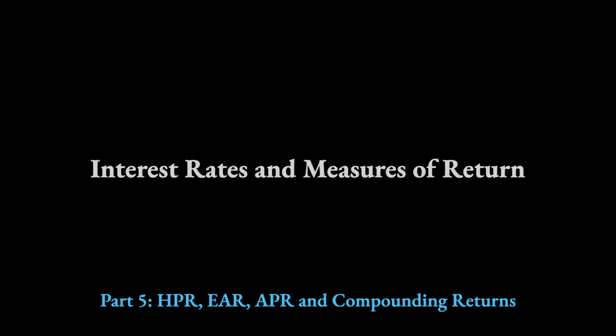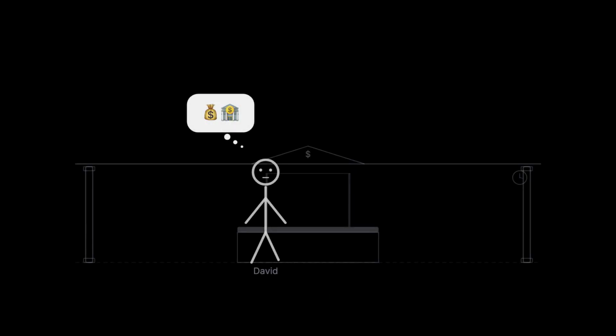Interest Rates and Measures of Return, Part 5, HPR, EAR, APR, and Compounding Returns. Welcome back. Last time we covered MWRR and TWRR for measuring portfolio performance over time.